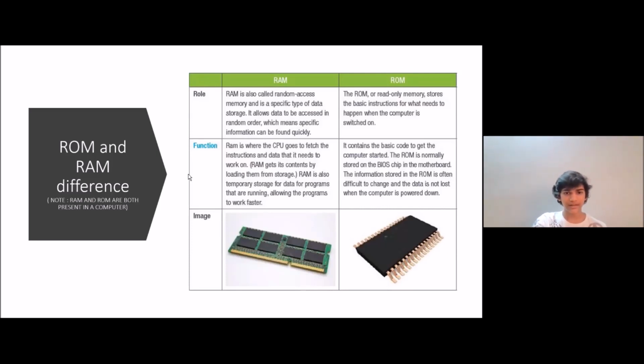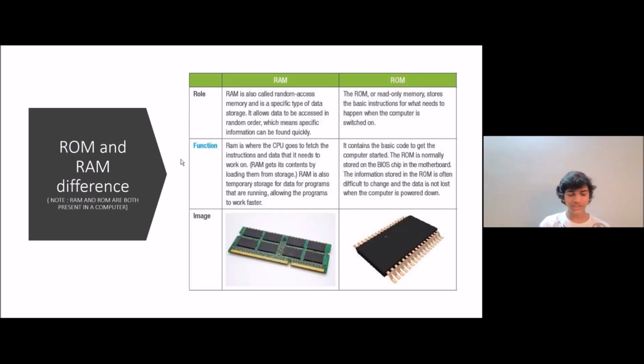So now let's try to differentiate between RAM and ROM. RAM, also called random access memory, is a specific type of data storage, and it allows data to be accessed in random order. It is random order because you do multitasking in your computer or any device, and while multitasking, each application stores only its necessary files in this RAM.